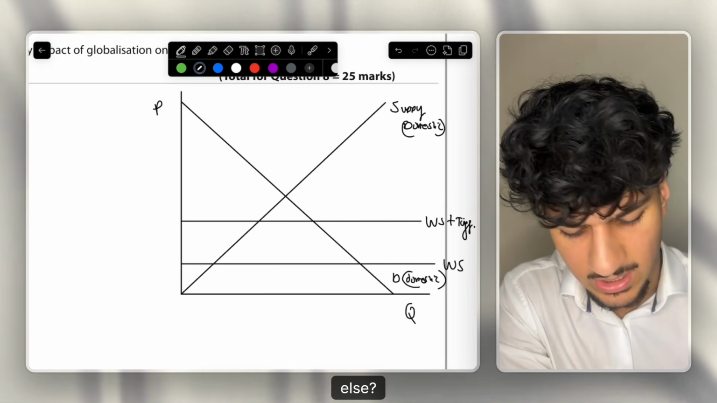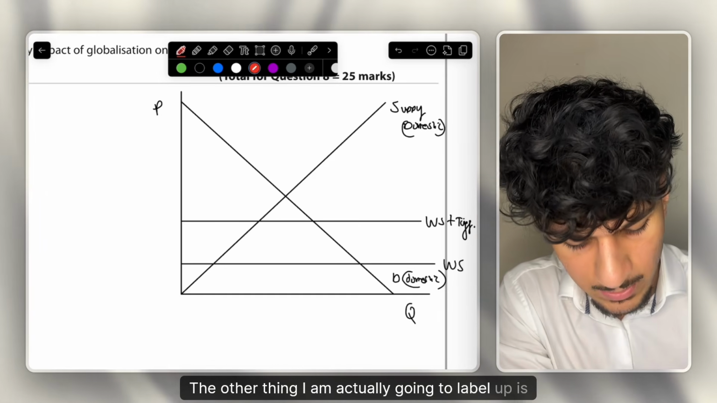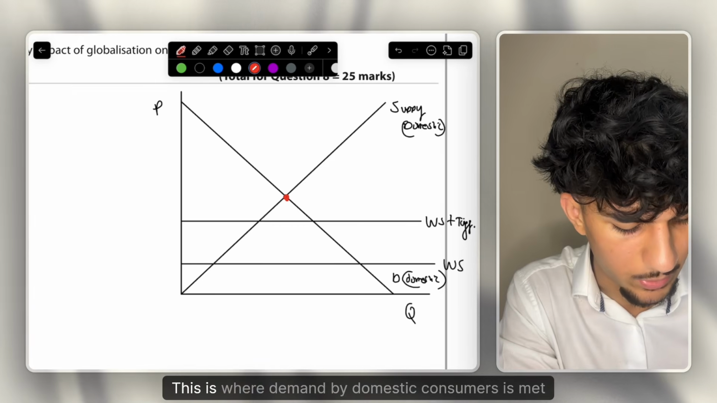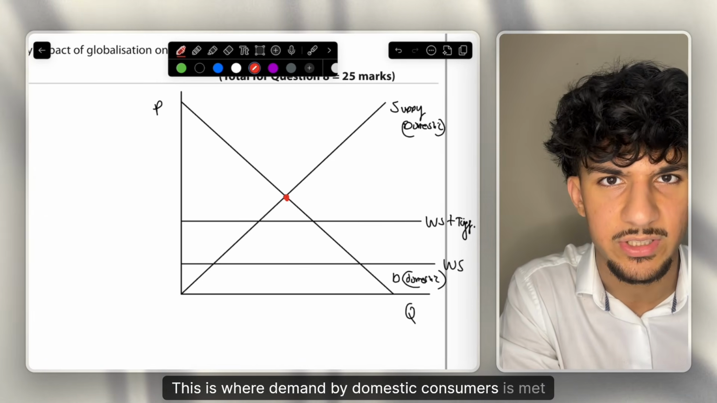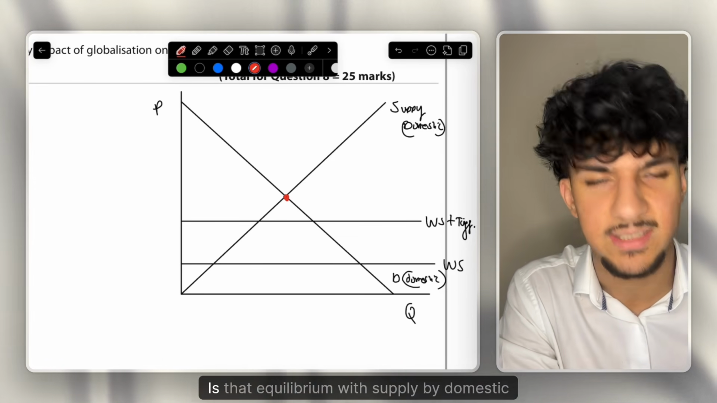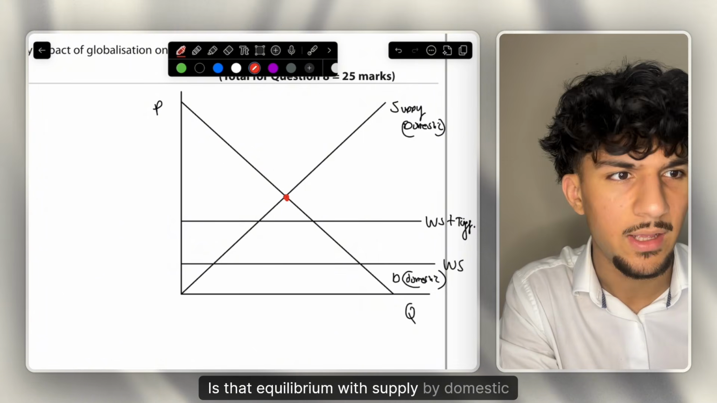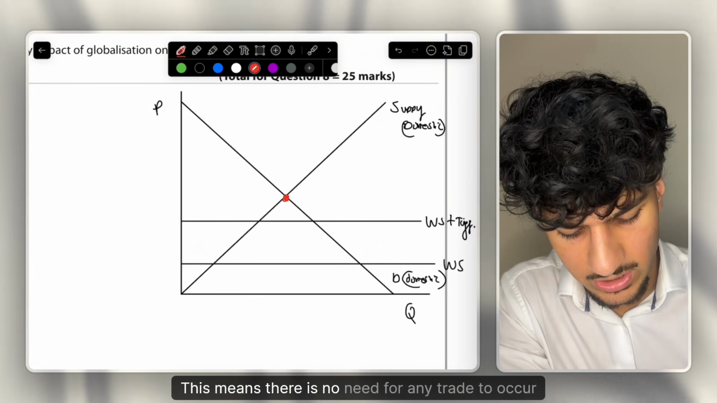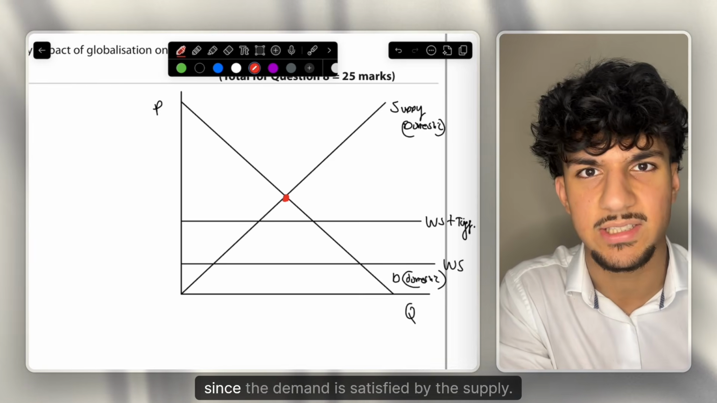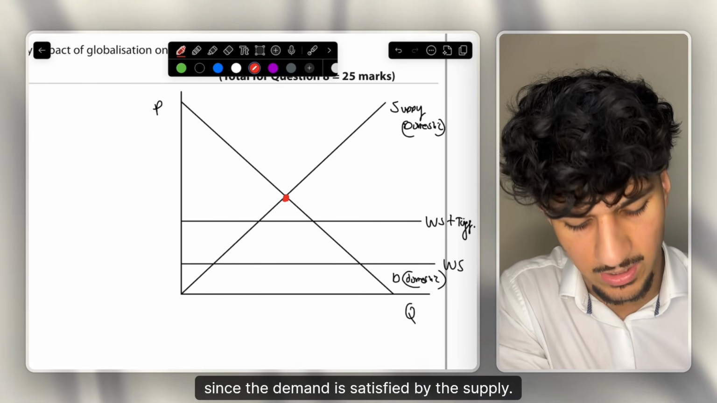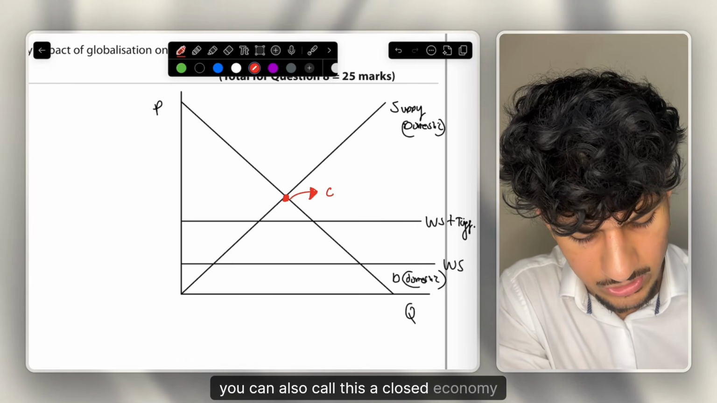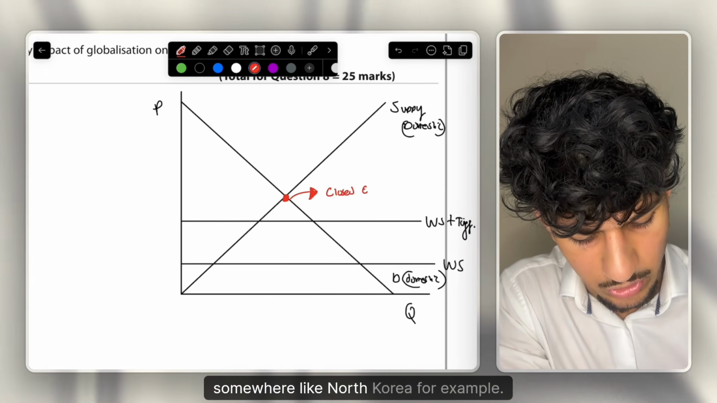And then also, what else? The other thing I am actually going to label is this point here. So what does the equilibrium point represent? This is where demand by domestic consumers is met perfectly, at equilibrium with supply by domestic producers. So what does this mean? This means there is no need for any trade to occur since the demand is satisfied by the supply. Thus, if there's no trade, you can also call this a closed economy, somewhere like North Korea, for example.